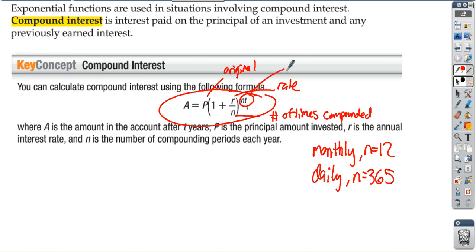And this number, n times t, is the number of times compounded, and t stands for time in years. So for example, if you put your money in for 3 years, it would be 3, and it was compounded monthly, it would be 3 times 12. Because 12 times a year times 3 years, that would be 36 times that you would get it compounded.